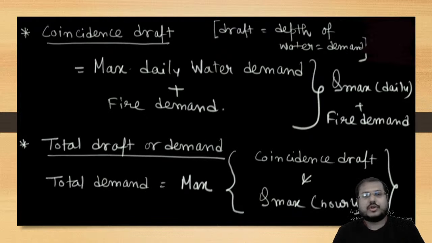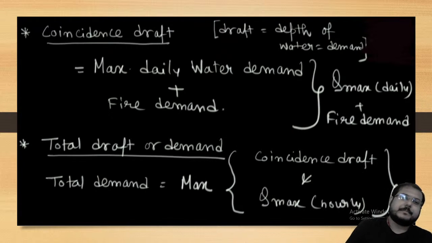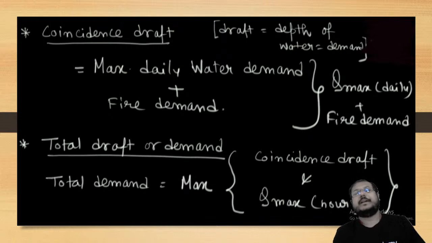When we are talking about total draft or total demand, first we need to compare two terms: first, coincidence draft, and secondly, Qmax hourly. Whichever is higher, your total demand will be that particular value.